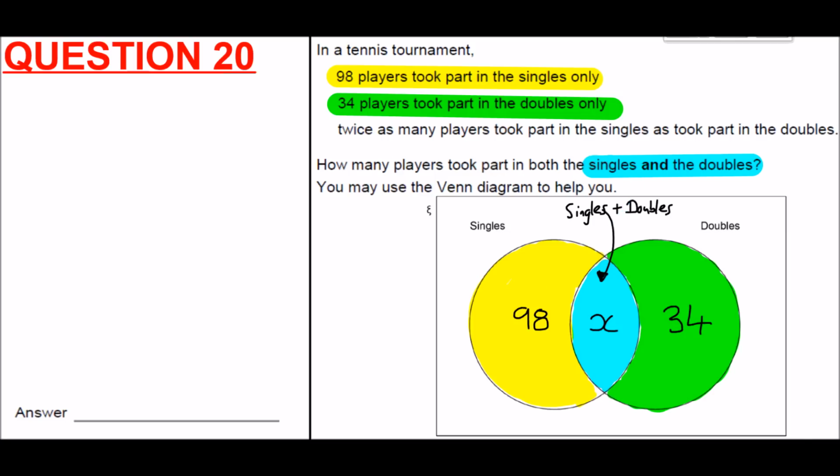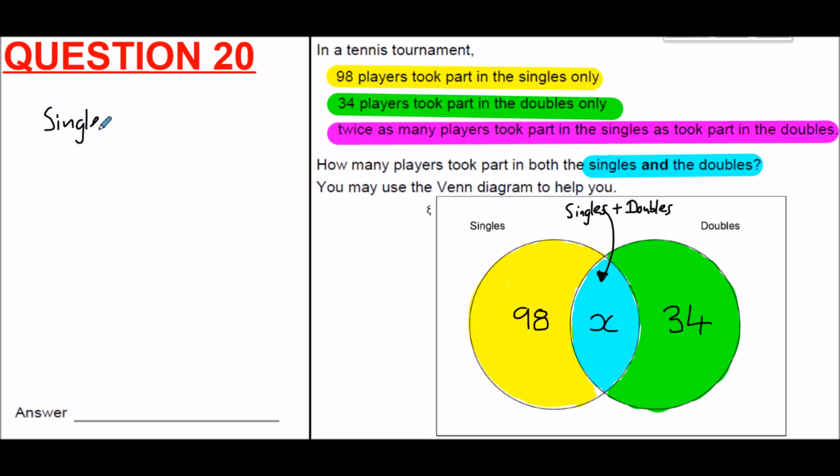And so if we have a look at this sentence over here, it says twice as many players took part in singles as took part in the doubles. And so people that took part in singles, all the people in this left circle, including the overlap, all what I'm circling around here is people taking part in the singles. So people taking part in singles is a total of 98 plus X.